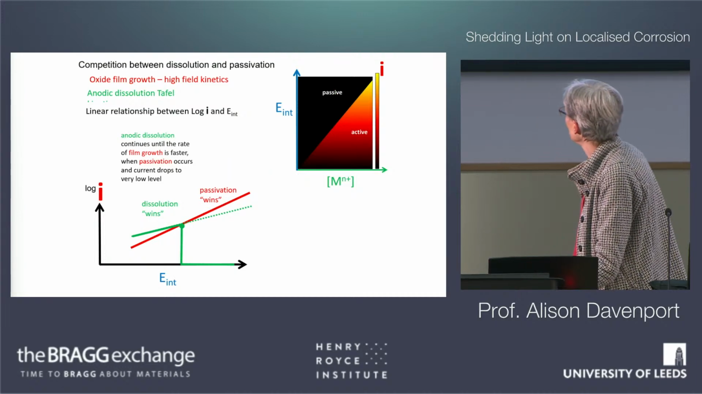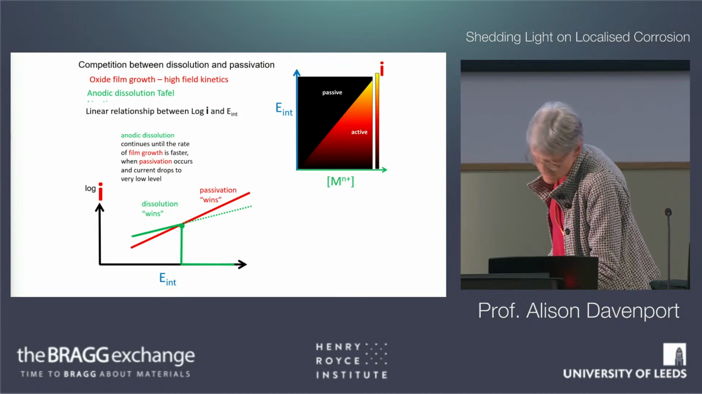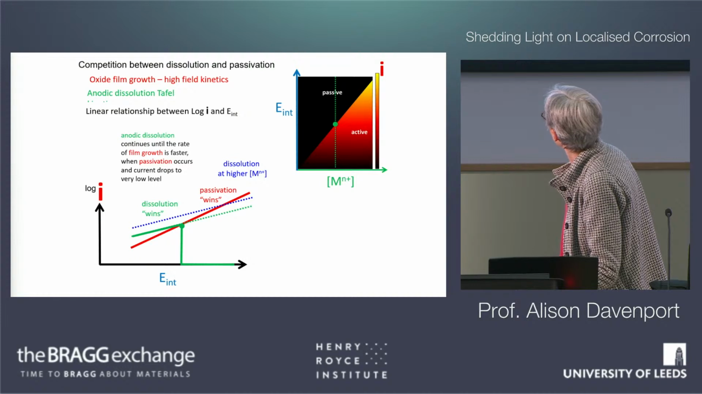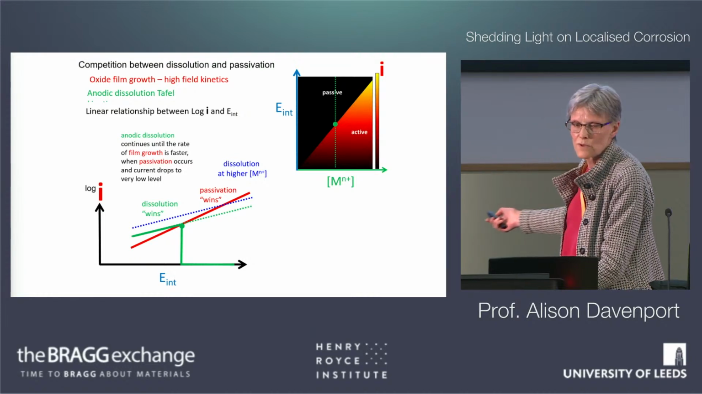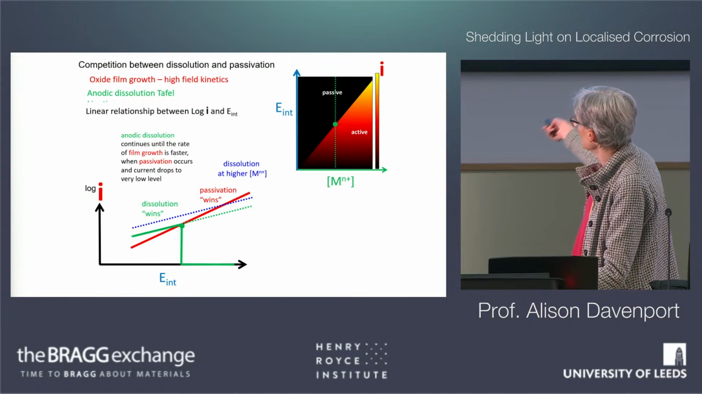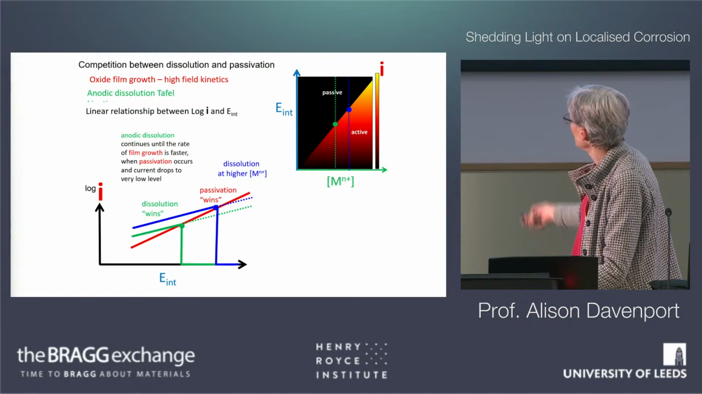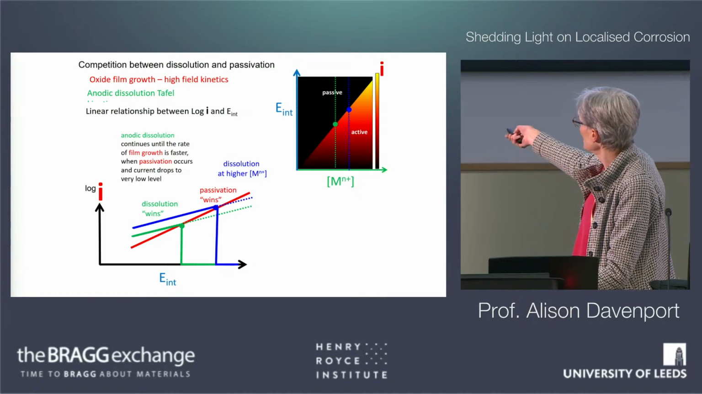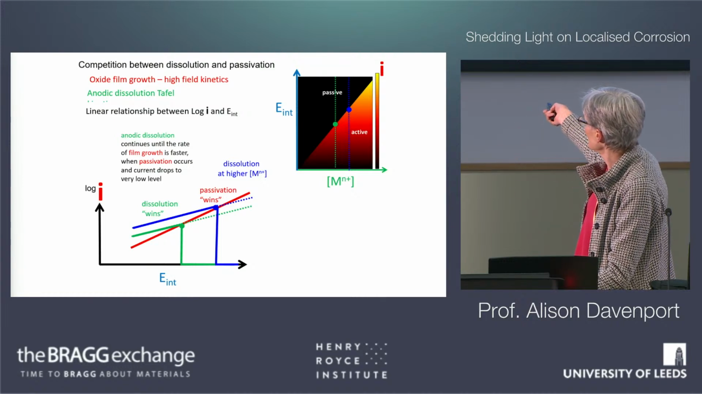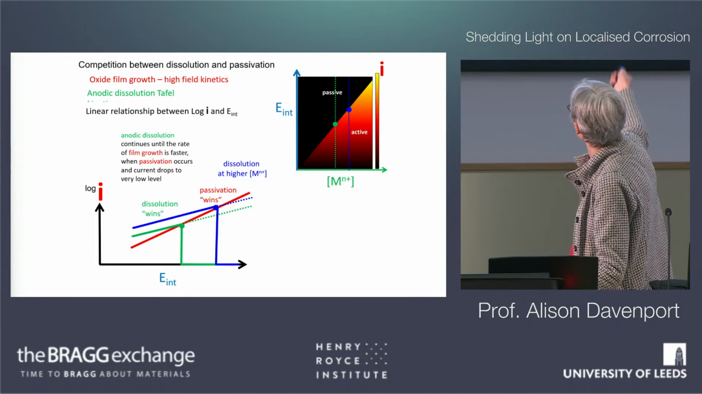And then if you say maybe we've got a more acidic solution, we might have slightly higher dissolution kinetics. And so again, here you might have a higher current density, which then crashes out with passivation at a higher potential, which is like this line up here.